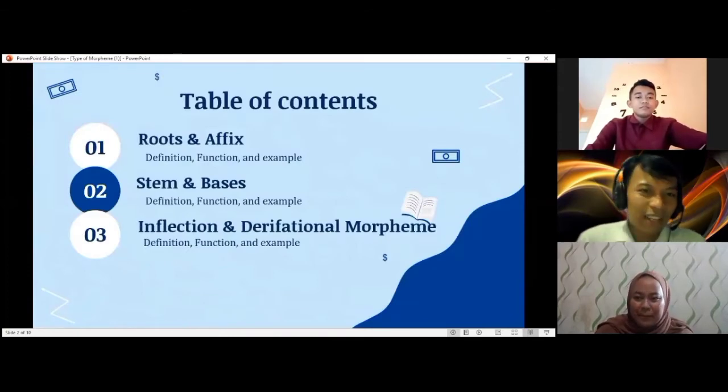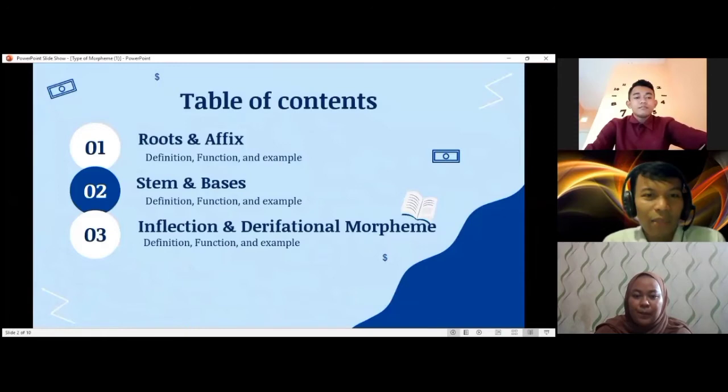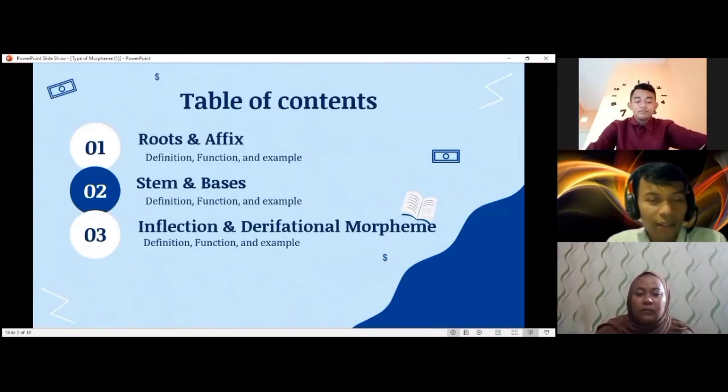Ladies and gentlemen, here is the table of contents. The first one is root and affix. The second one is stem and base. The third one is inflection and derivational morphemes, including definition, function, and examples also. So let's go up to the next slide, please.